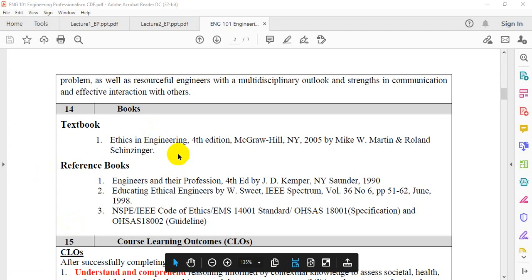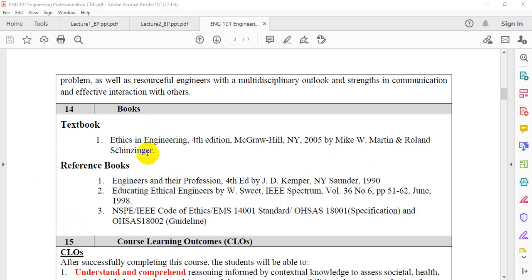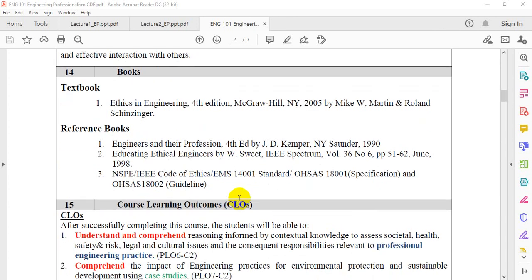These are some textbooks. The main textbook is Ethics in Engineering, which is written by Mike W. Martin and Roland. This is available in the library, so if somebody wants to get hold of that, it is also available in the market if somebody wants to buy. There are a few reference books such as Engineering and Their Profession by Kemper and Sounder, and then Educating Ethical Engineers by Sweet. This is IEEE Spectrum, and then NSPE, IEEE Code of Ethics. This I would be sharing. I have a document of the IEEE Code of Ethics and NSPE Code of Ethics, so I'll be sharing those Codes of Ethics with you.